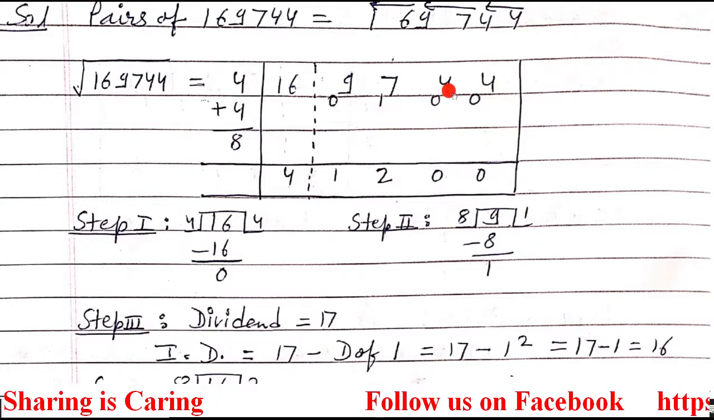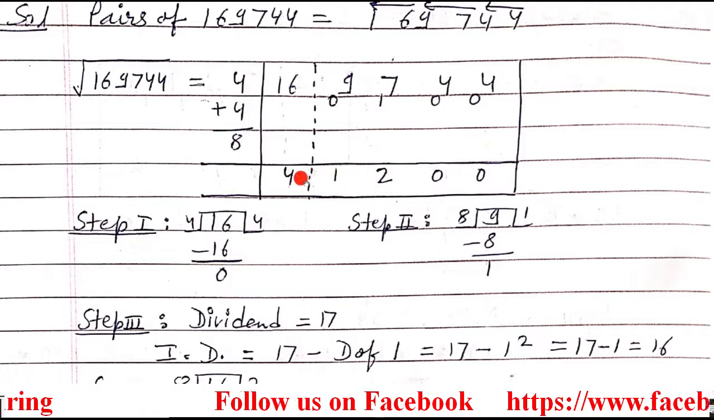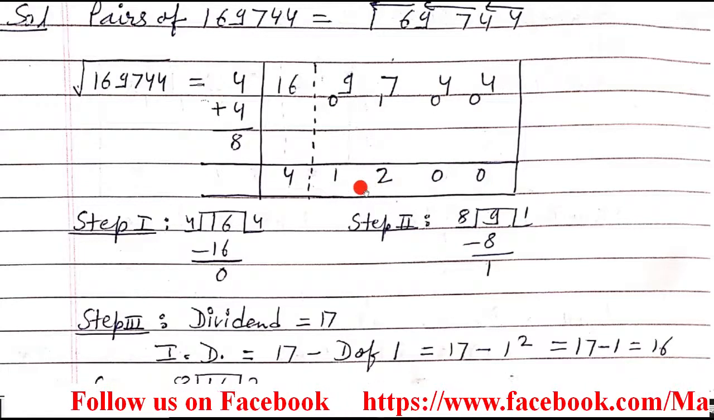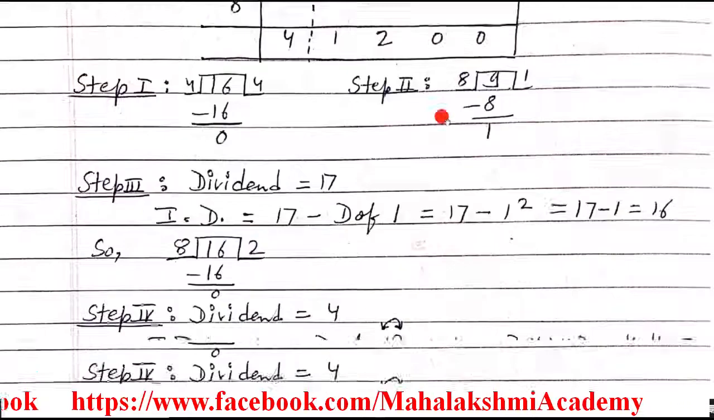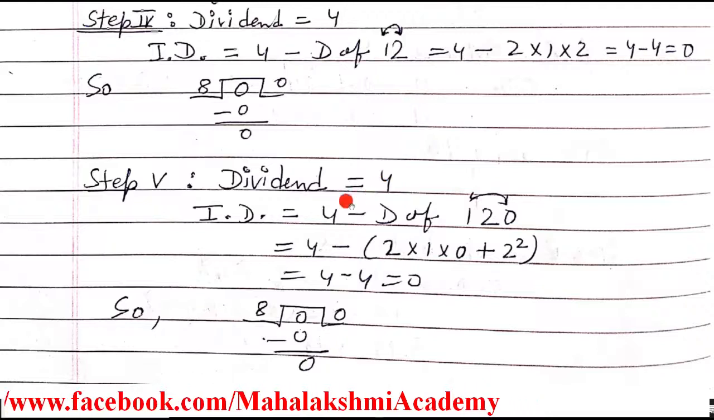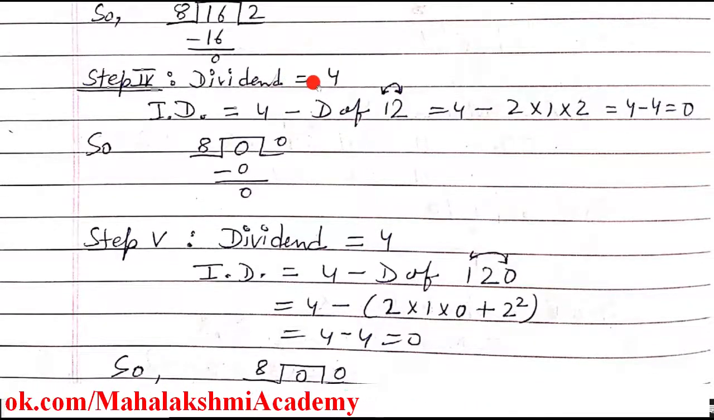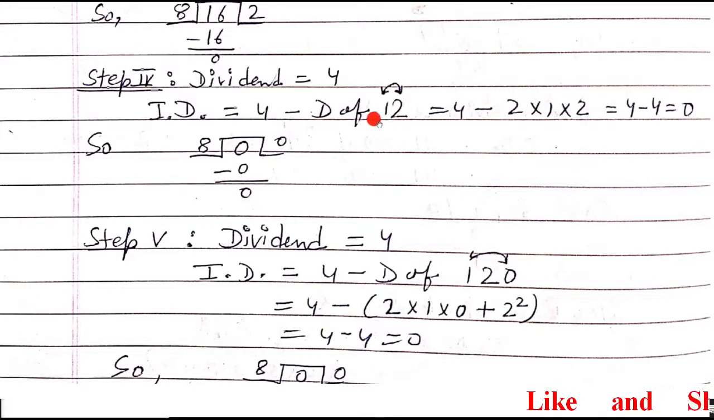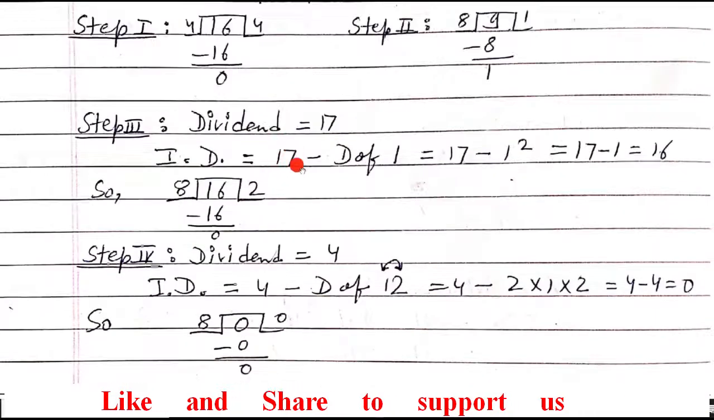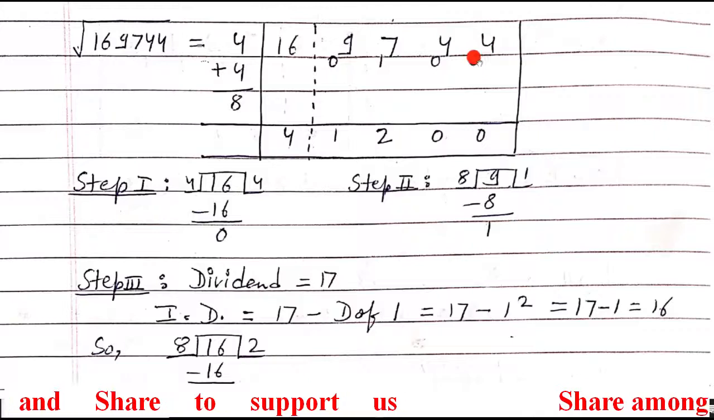So the dividend is 0, 9. Now before this column and after the dotted line we have 2 digits, 1 and 2, that is 12. To improve it we have to subtract dvandva of 12 from 0, 4, that is 4. Dvandva of 12: since it is a 2-digit pair, we write an extra 2 and then the product of the digits. So 2 into 1 into 2 is 4. 4 minus 4 is 0. So 0 divided by 8 is 0. The quotient is 0 and the remainder is 0. So again we got 0, 4.